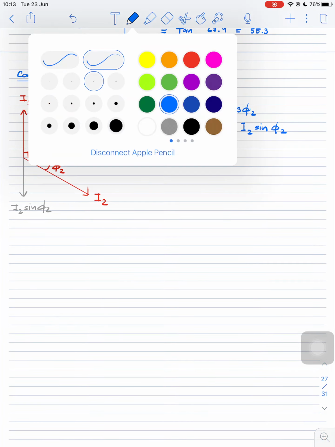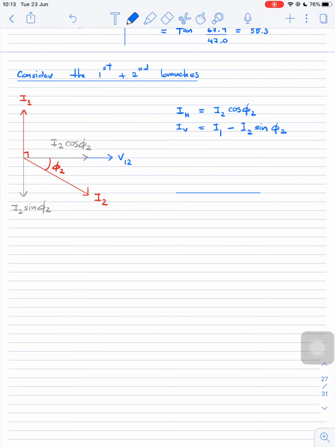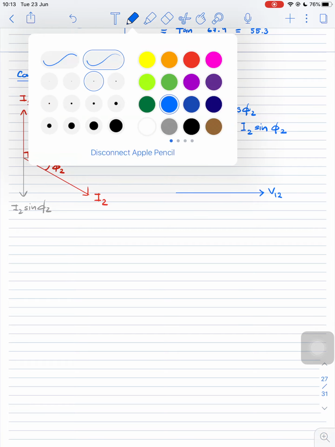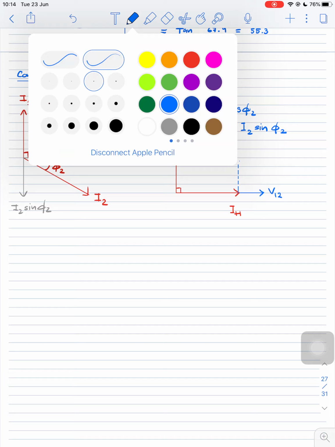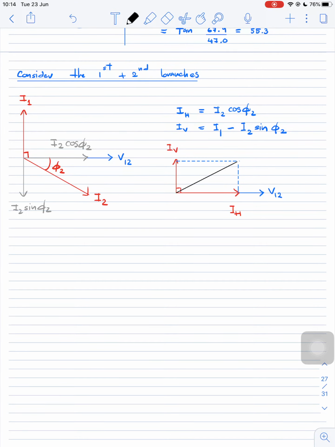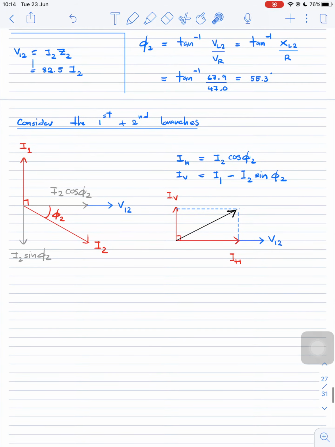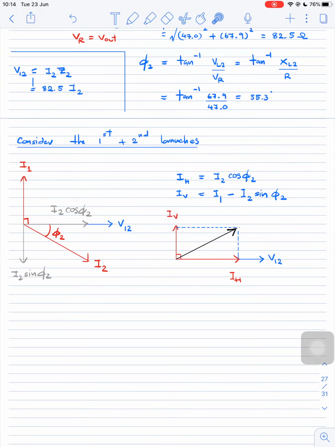Okay, so that means that the phasor diagram is going to be changed to this picture. This is going to be the IH, and this is going to be the IV. Then again, we need to combine these two components by using the Pythagorean theorem. Then we can get this vector. But what is this vector?